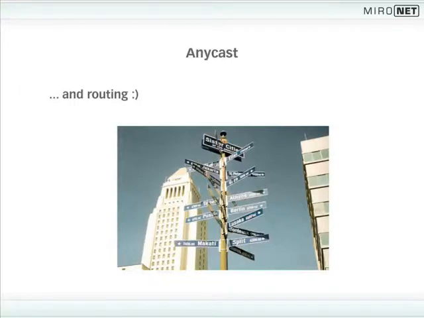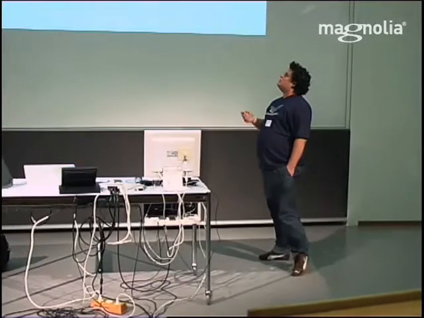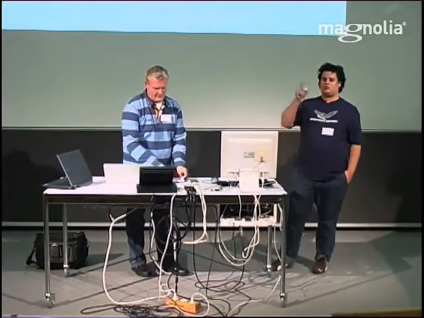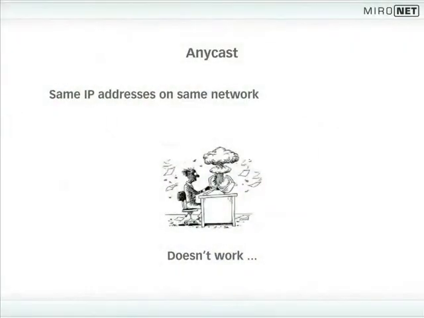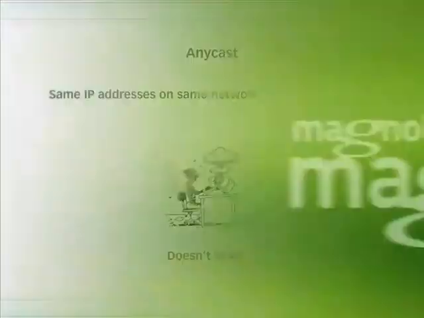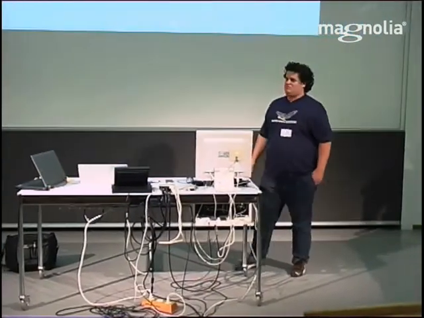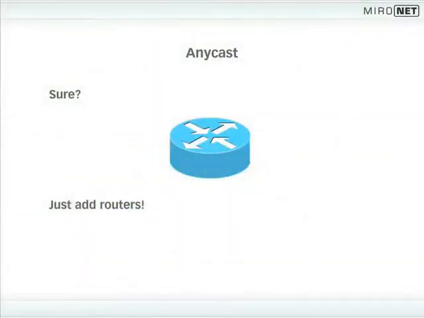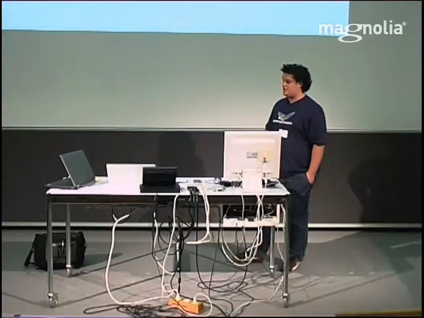I think most of you know what happens if you assign the same IP address to a different machine in the same local network. Bloody thing. Doesn't work, right? Duplicate address detection mechanisms complain about another machine having the same address, etc. You can't get access to the network, right? Are you sure? So the only thing you need is to add routers. That's all you need. And we have routers on the internet.